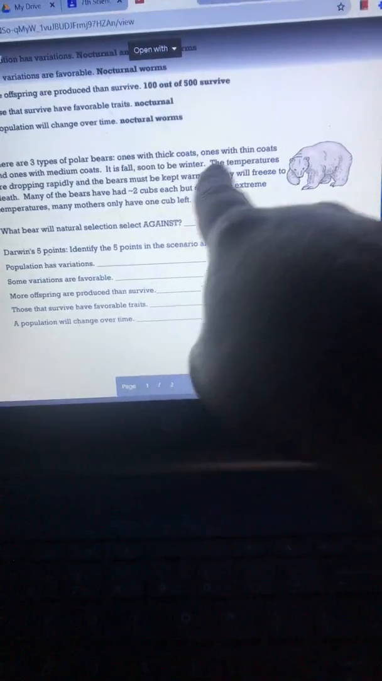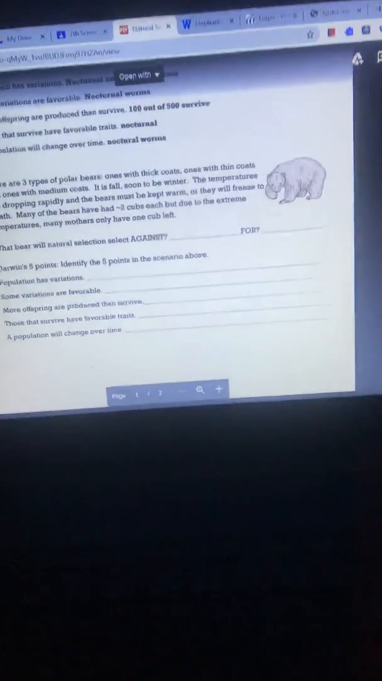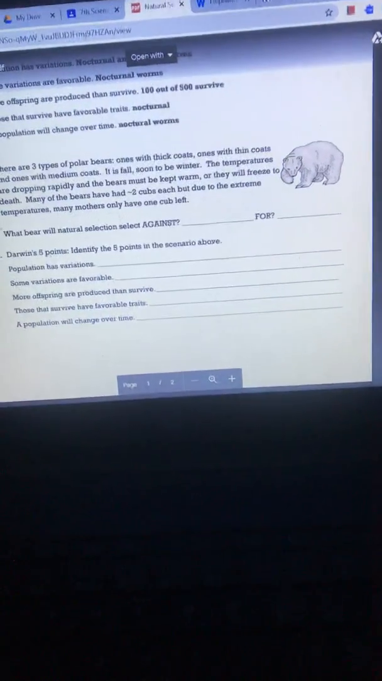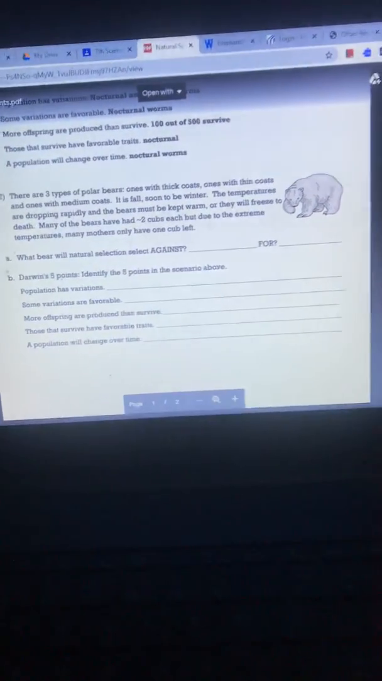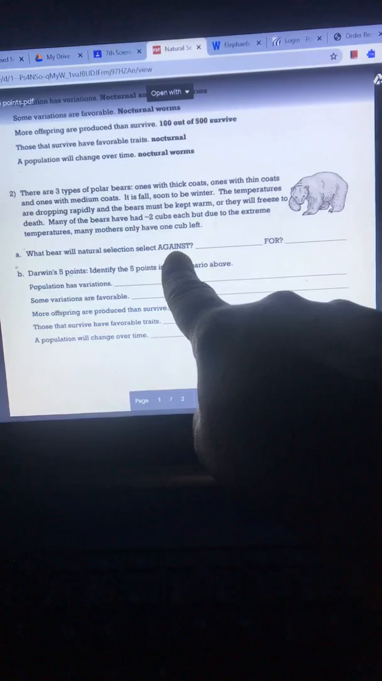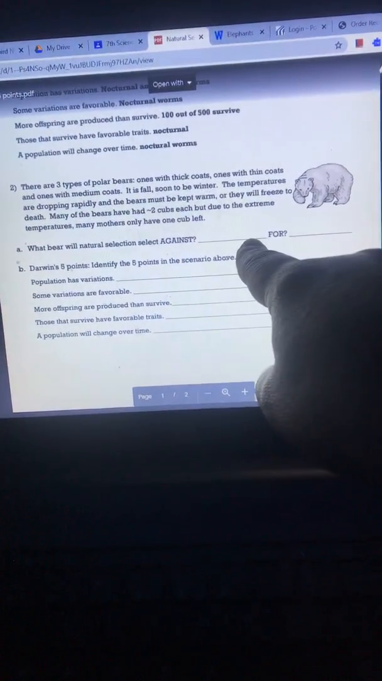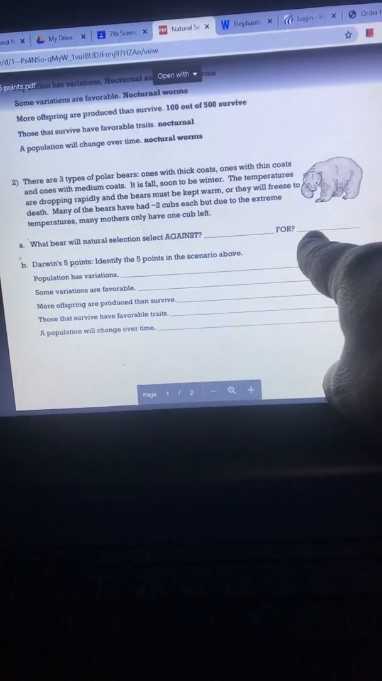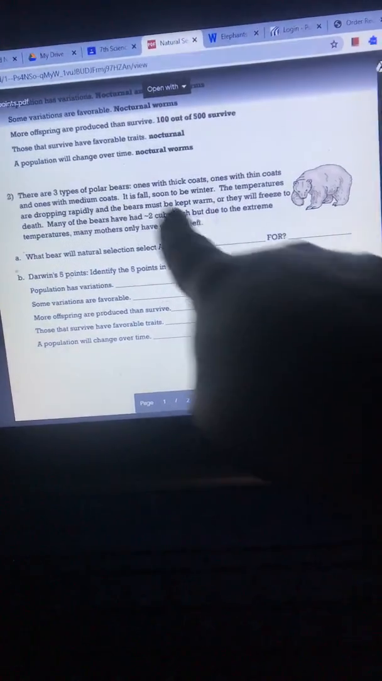So, it is fall, soon to be winter. The temperatures are dropping rapidly and the bears must keep warm. So what keeps you warm? In the winter when you go outside, what keeps you warm? A nice thick winter jacket. So is it the thick coats, thin coats, or medium coats that are going to not survive? Thin coats. Which ones are more likely to survive? Probably medium and thick. Okay, because right now it's fall, soon to be winter. All right, let's go through the 5.